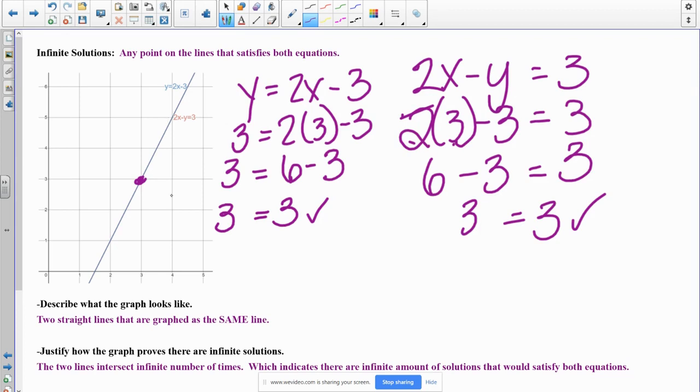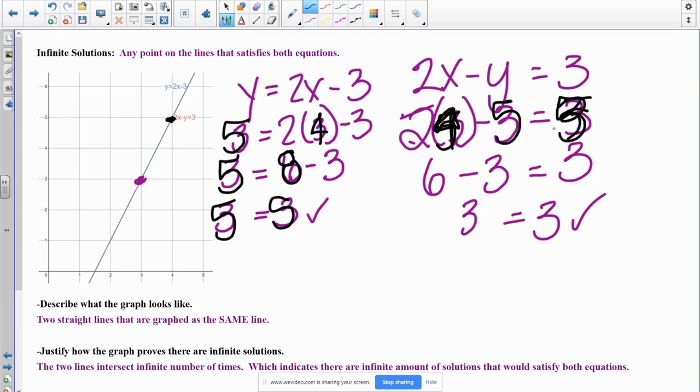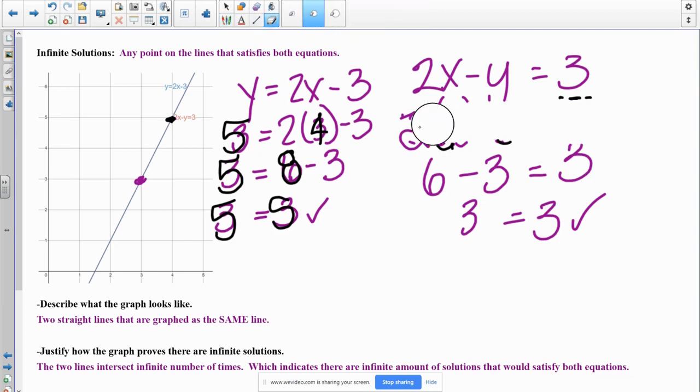I could do the same thing with (4, 5). If I replace the 4 here and make this a 5, well, 2 times 4 is 8, minus 3 is 5. So 5 equals 5. It would make that equation true. And then I check the other one to justify. That x should be 4 and this y should be 5, because I'm looking at this point right there. Let's just erase that and start over again.